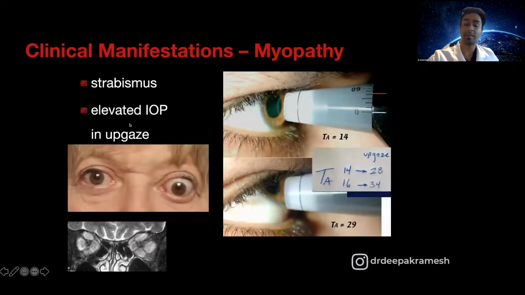You can have strabismus, which is a myopathy, and that can manifest either as strabismus with diplopia, and on the MRI you can see enlarged muscles, or as elevated intraocular pressure in upgaze, as usually the inferior rectus is the first to enlarge. So in upgaze, that big fat inferior rectus can compress the eyeball and lead to an elevated intraocular pressure.